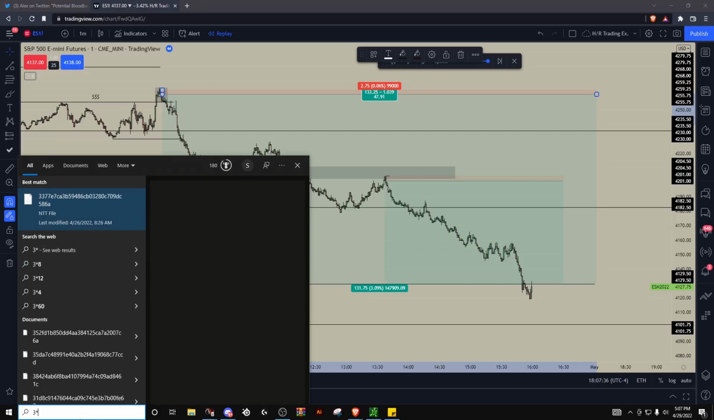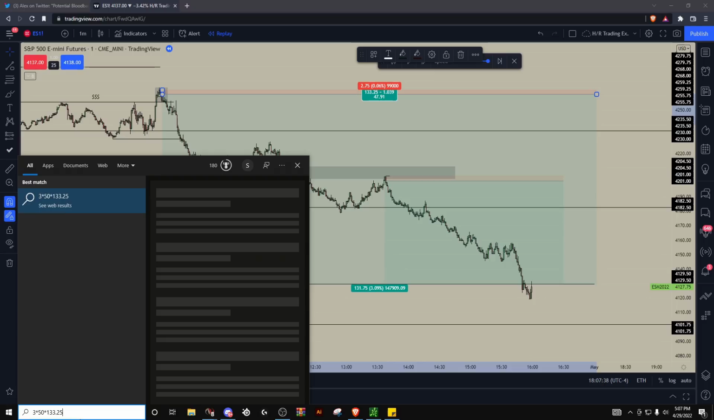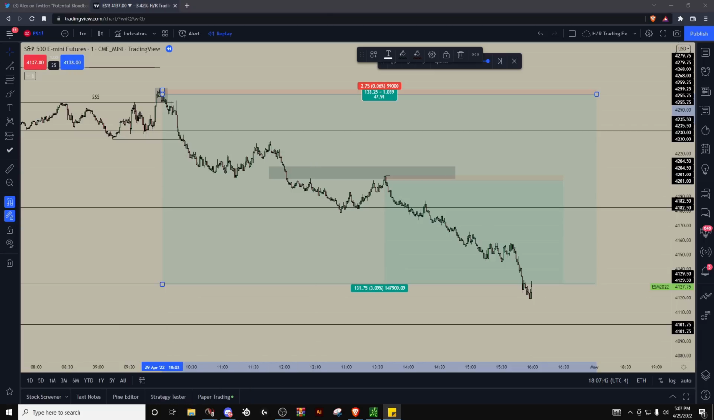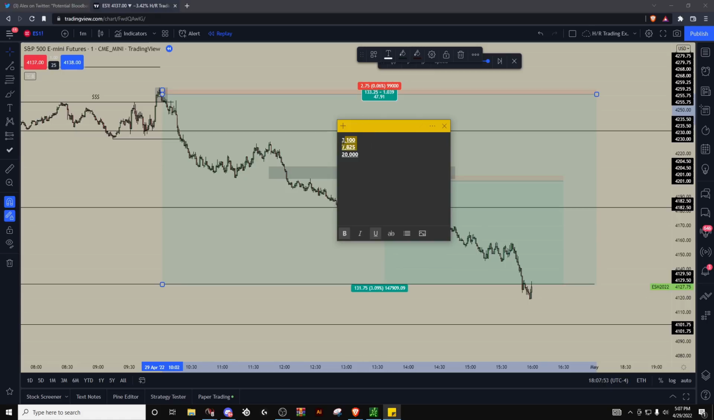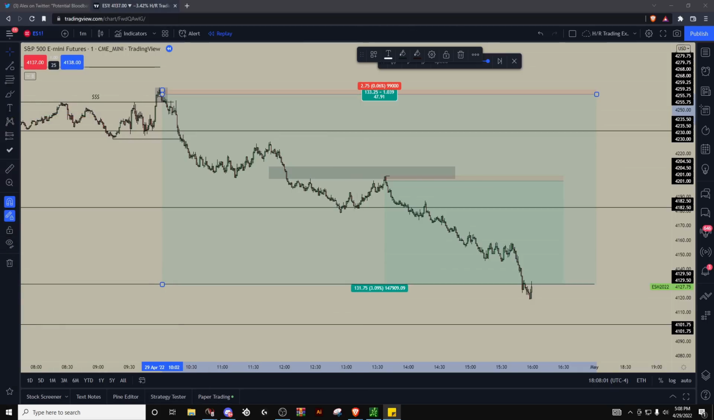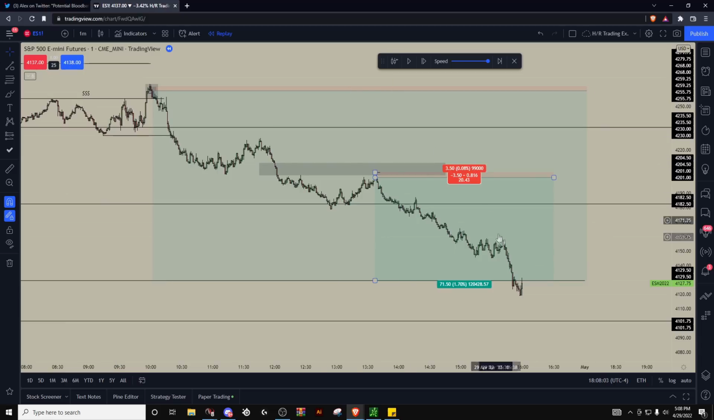So 3 times 50 times 133.25. That is, we'll just say $20,000 on the last 3 contracts. So the total profit on this trade comes out to just about $31,000, just about. And that's one trade on a $100,000 account, $31,000, 30% on your account.